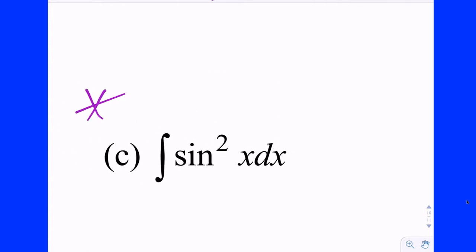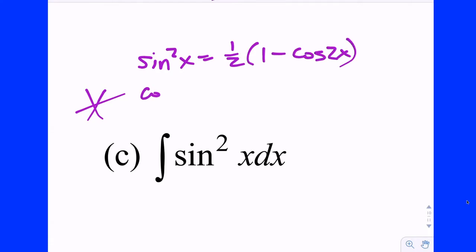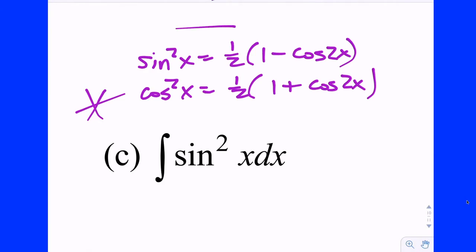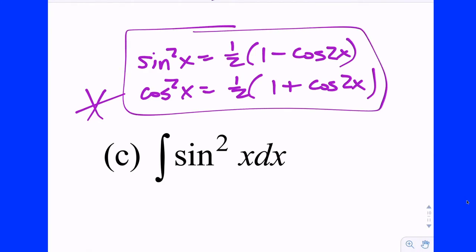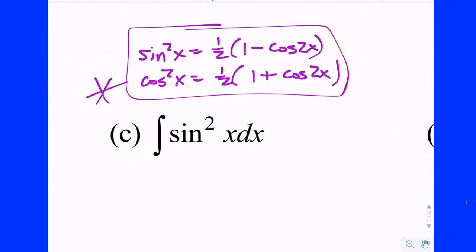This is a good one. You're going to have to use an identity here. You're going to have to use the power reducing identities. Okay, so here they are. Sine squared of x is equal to 1/2 times 1 minus cosine of 2x, and cosine squared of x is equal to 1/2 times 1 plus cosine of 2x. Those you have to memorize, or rememorize, or still know. Don't forget them. So when you're integrating just particular powers of sine squared, or just sine squared and cosine squared, you have to use those.